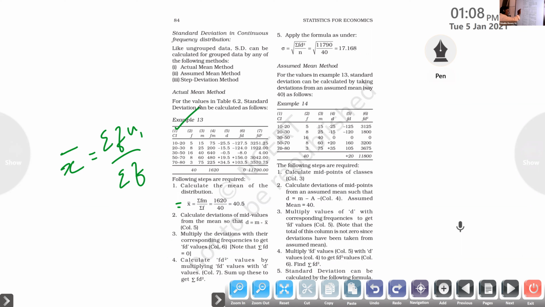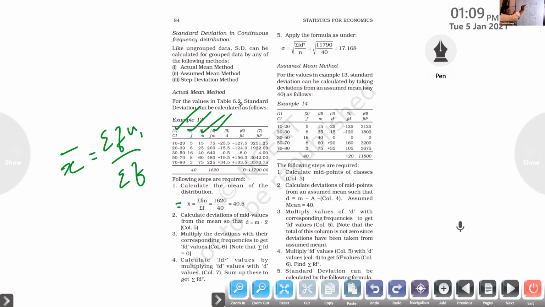Next, we want to find the midpoint. We got the class interval and frequency in the question. Next step, we want to find the midpoint of the class interval. So 10 plus 30 divided by 2, answer is 15. 20 plus 30, 50 divided by 2, 25. 30 plus 50, that is 80 divided by 2, 40. 50 plus 70, 120 divided by 2, 60. 70 plus 80, 150 divided by 2, 75. These are the midpoints. Now fm, f into m. We want to multiply the frequency with the midpoint.